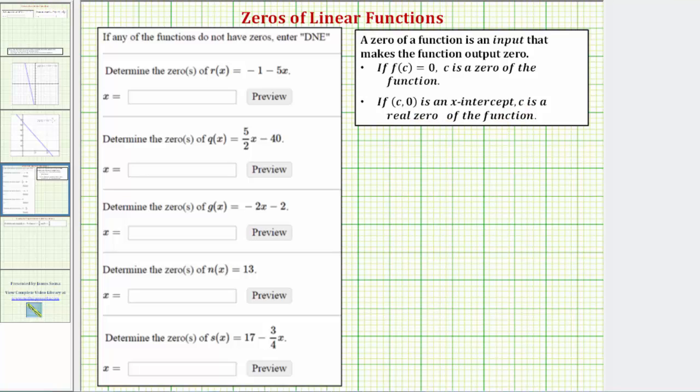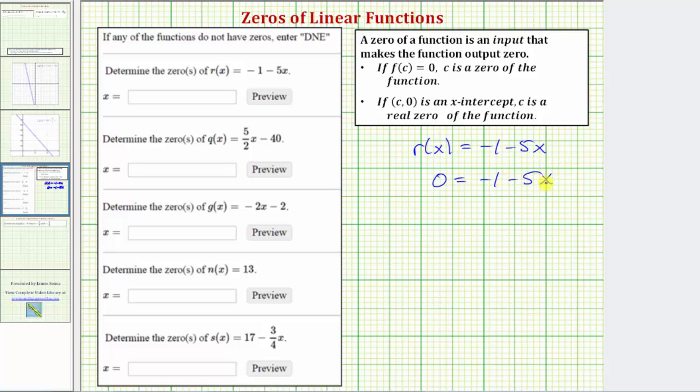So because we have functions of x, to find the real zeros, we'll set each function value equal to 0 and solve for x. So the first given function is r of x equals -1 minus 5x. So to find the zero or zeros of this function, we set r of x equal to 0 and solve for x. So we'd have the equation 0 equals -1 minus 5x.